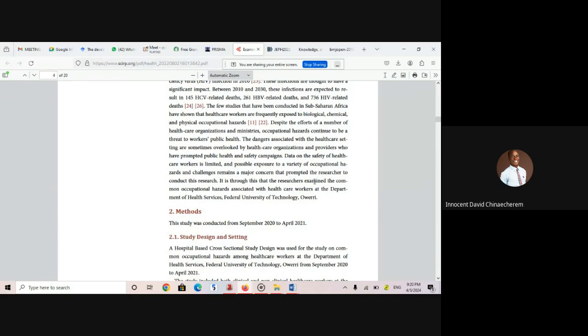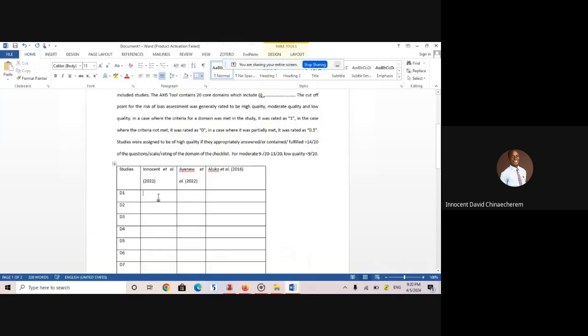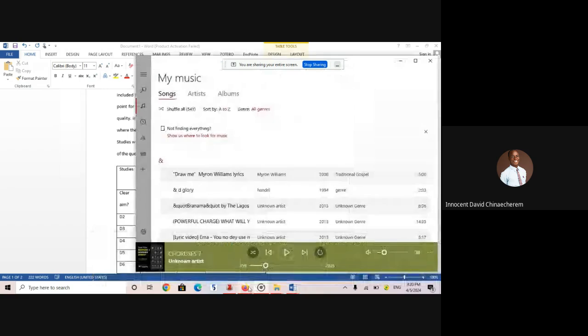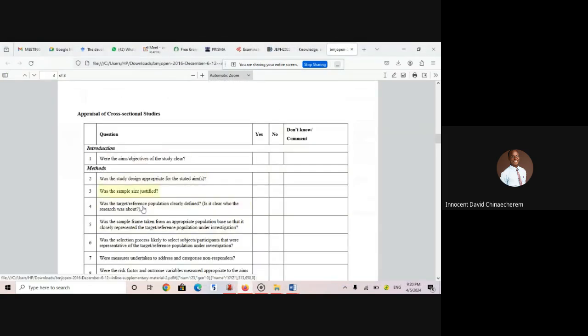that I aimed back then in 2021 to examine the common occupational hazard of this and that. So it is clear. So I come to my table here, I score it 1, right? In another scenario, what I would have written here is "Clear aim." But instead of listing out all this information here, it's going to take a lot of time.